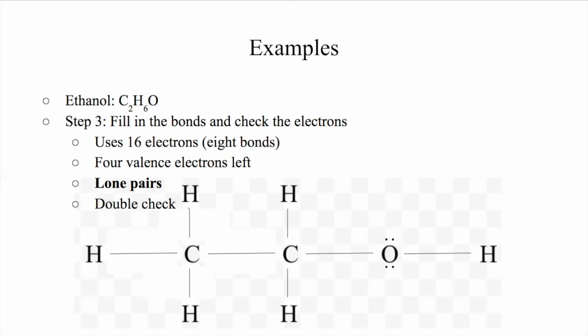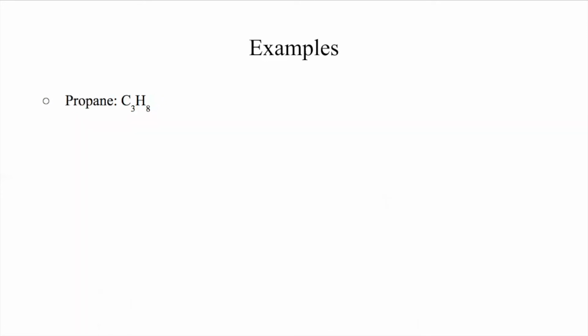Let's double-check this Lewis structure. Each hydrogen atom has 2 electrons around it. The rest of the atoms have 8. We just drew another Lewis structure. Let's do another simple organic molecule.